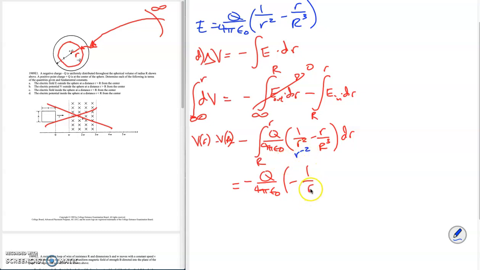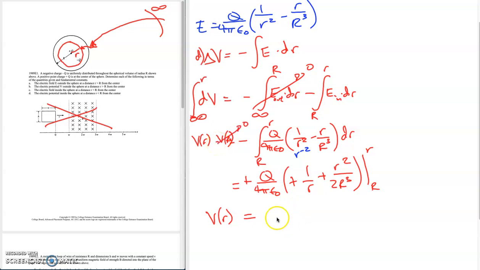Here's our 1 over r, the same as r to the minus 1, and dividing by that produces that minus sign. Meanwhile, over here we have minus r squared over 2r cubed, and we're going to go from big R to little r. Now, cleaning this up a little bit, putting in the little r and the big R, and distributing that minus sign, we have little r minus big R. We're going to get V of r, because remember, at the surface that term is going to be 0.